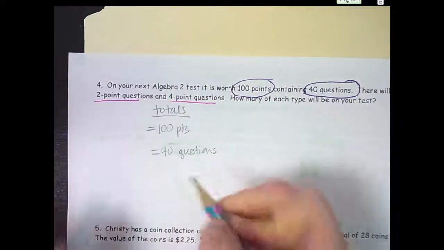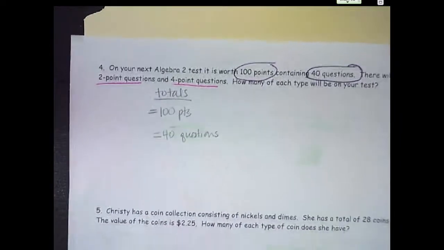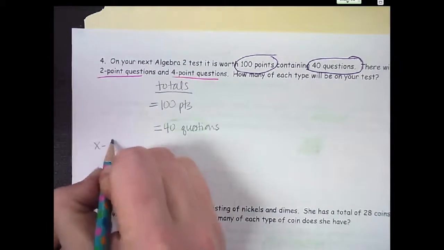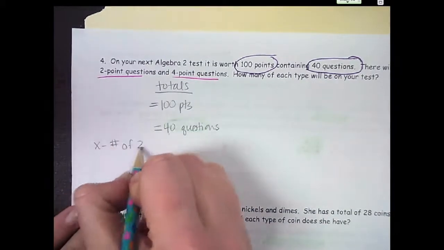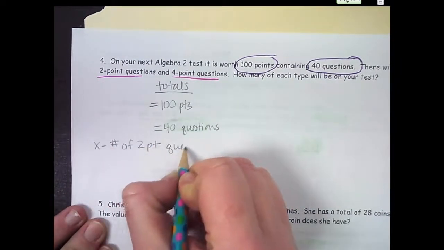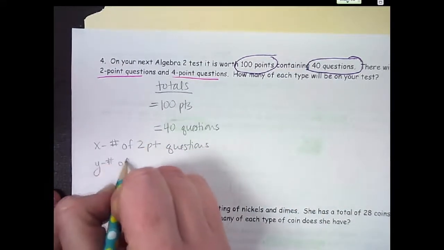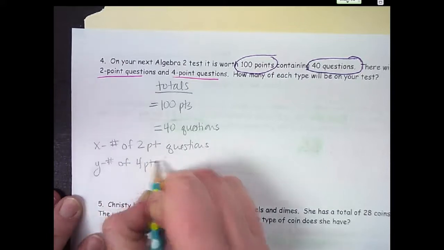What are the 2 things you are comparing? Not points and questions, but the type of questions: the 2-point question and the 4-point question. What variables do you want to use? X and Y here? Yes. Okay, so X is the number of 2-point questions. Y is the number of 4-point questions.